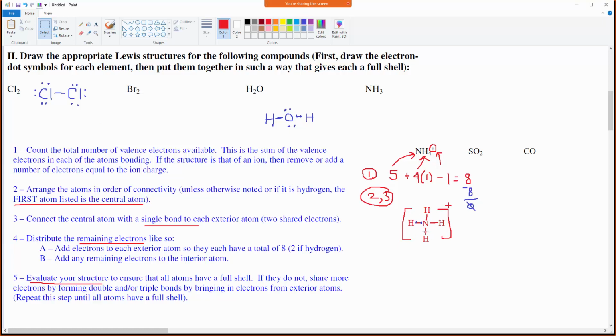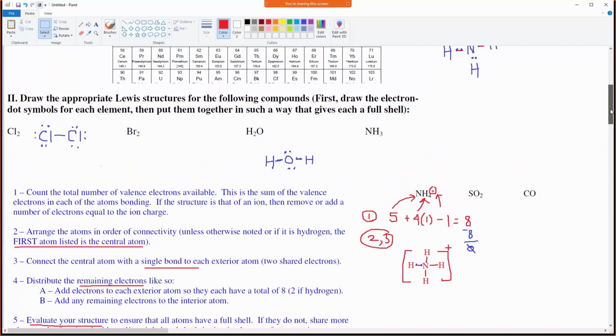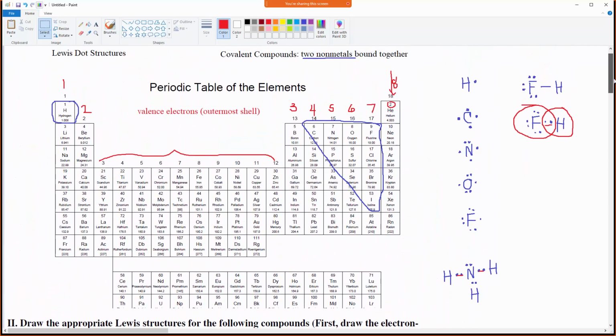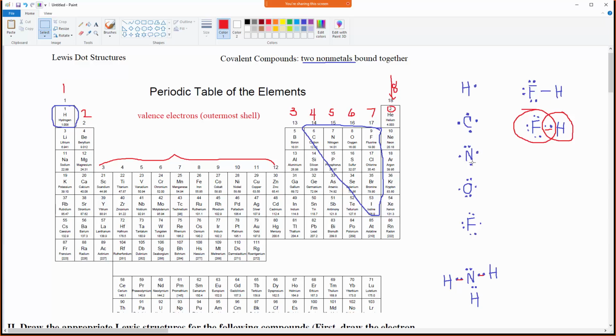It seems like it was simple to do because we followed the rules. But it is unusual in that we would have predicted typically that nitrogen makes 3 bonds because it has 3 unpaired electrons, as you can see, just like it did in this structure. And yes, it does like to make 3 bonds. So this is an unusual structure.